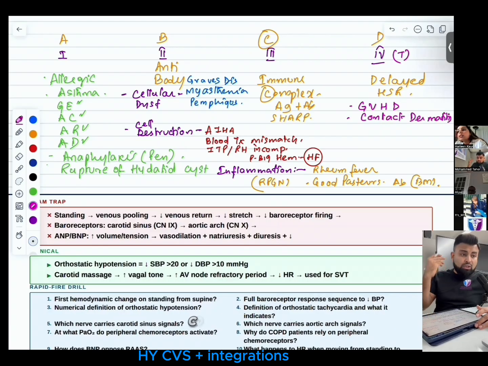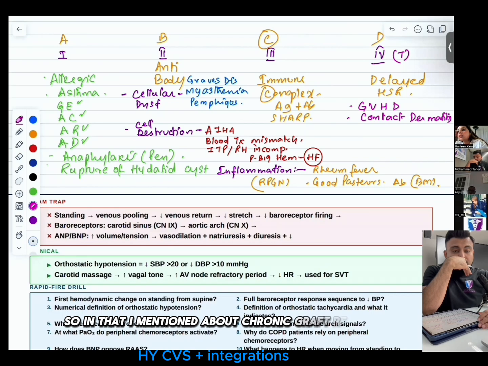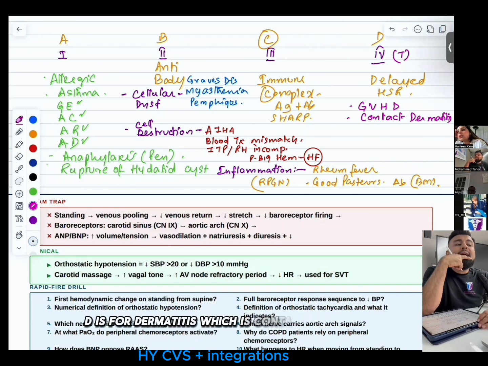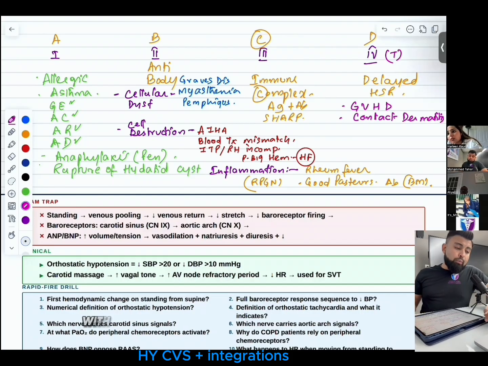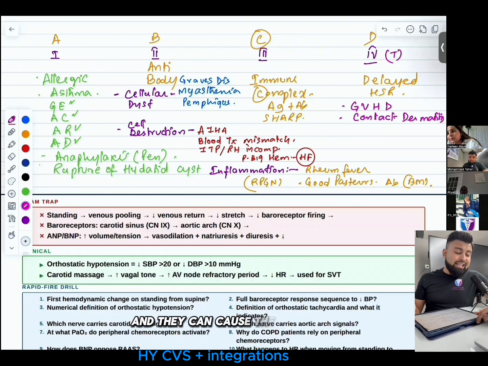Yes, CD MALTS pneumonic. So in that I mentioned chronic graft rejection. D is for dermatitis, which is contact dermatitis. M is multiple sclerosis treated with interferon beta, because T cells come into play and they are inducing a humoral immune response where the B cells produce immunoglobulins and they can cause the damage.